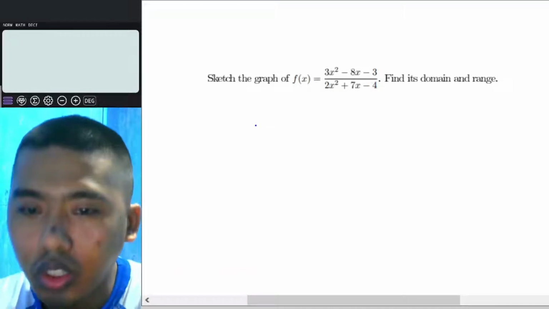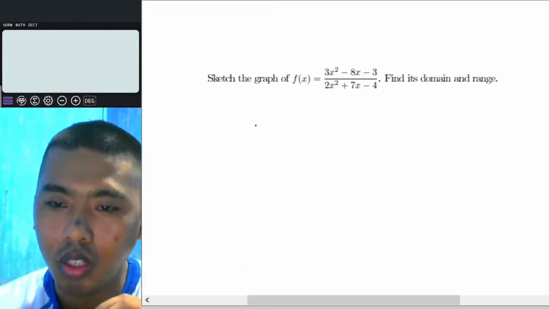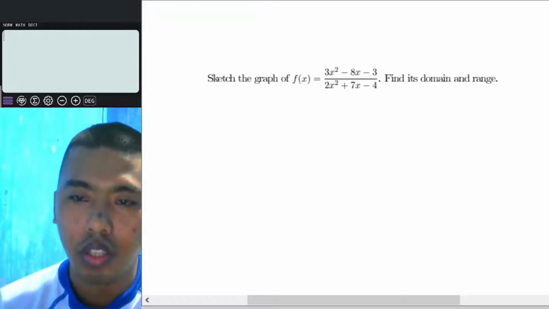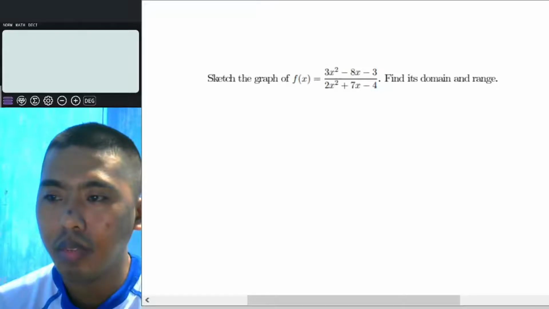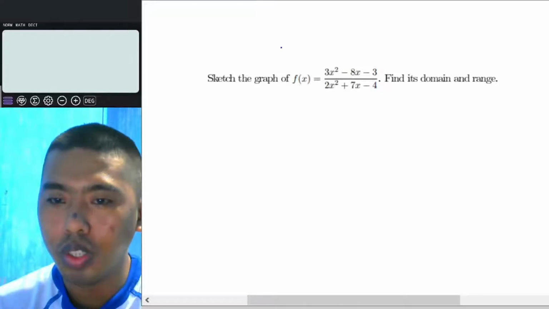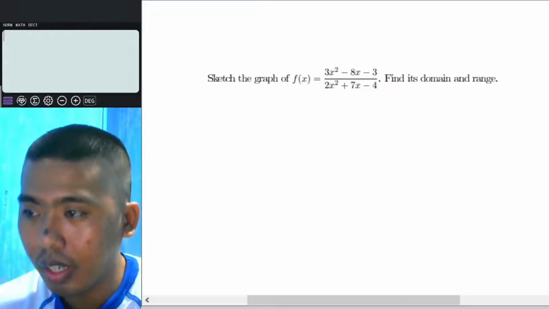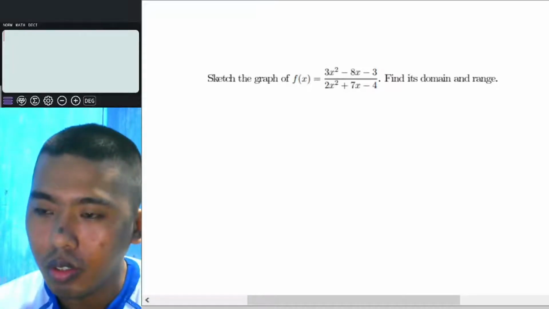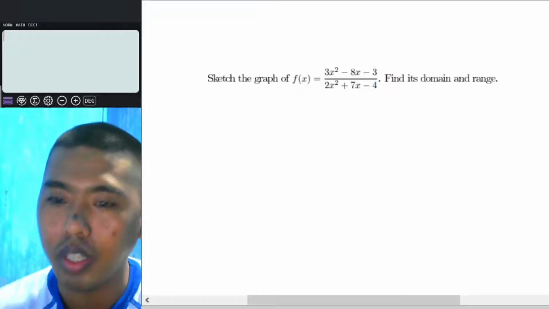Alright, sketch the graph of f of x equal to 3x squared minus 8x minus 3 all over 2x squared plus 7x minus 4, and then find its domain and range. So that would be our objective, to sketch, to find its domain, and to find the range.